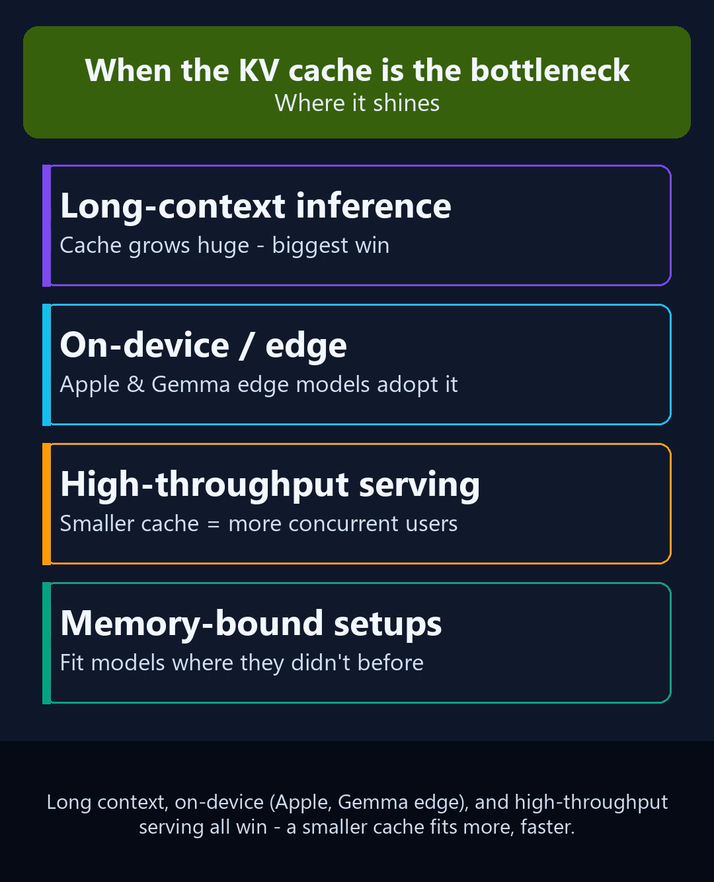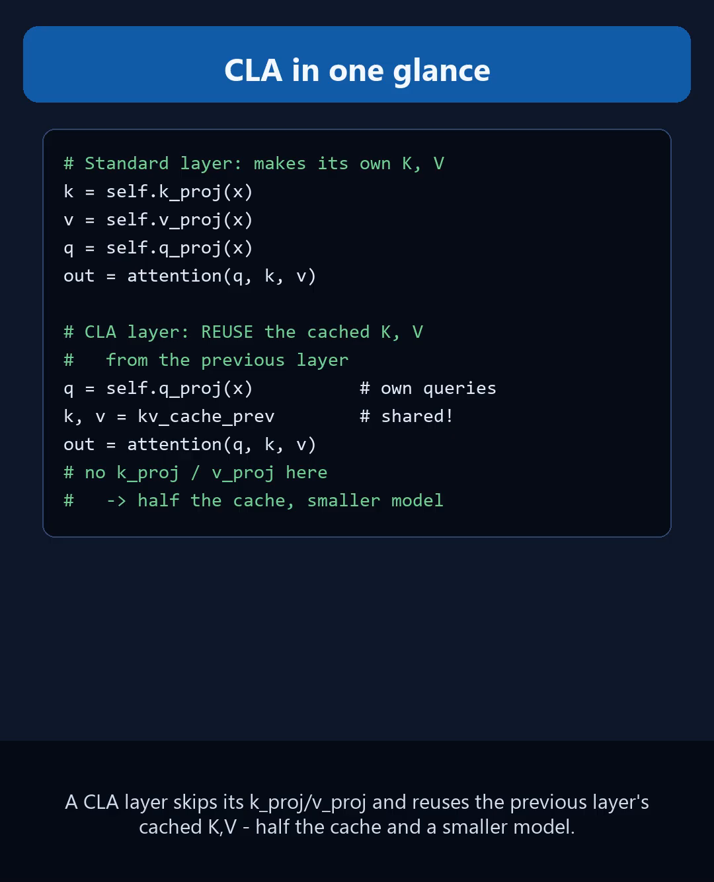Where does this shine? Anywhere the key-value cache is the bottleneck. Long context inference, where the cache grows huge, benefits the most. On-device and edge models, tight on memory, love it, which is why Apple's foundation models and Google's Gemma edge models adopt cross-layer key-value sharing. And it helps high-throughput serving, since a smaller cache means you can pack more concurrent requests onto the same hardware. In code, the change is small.